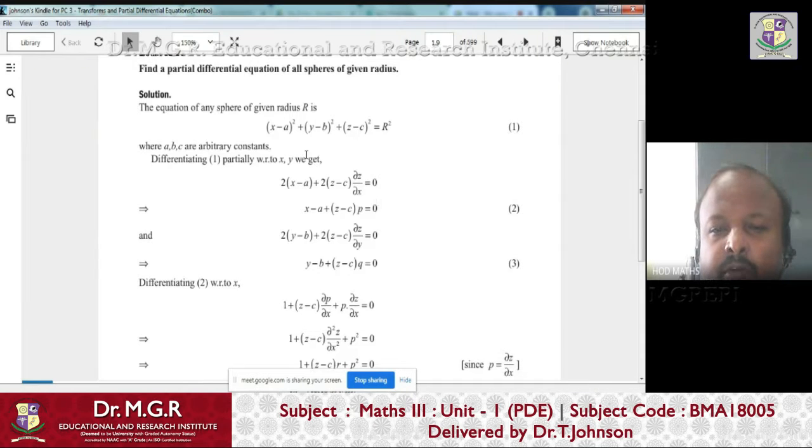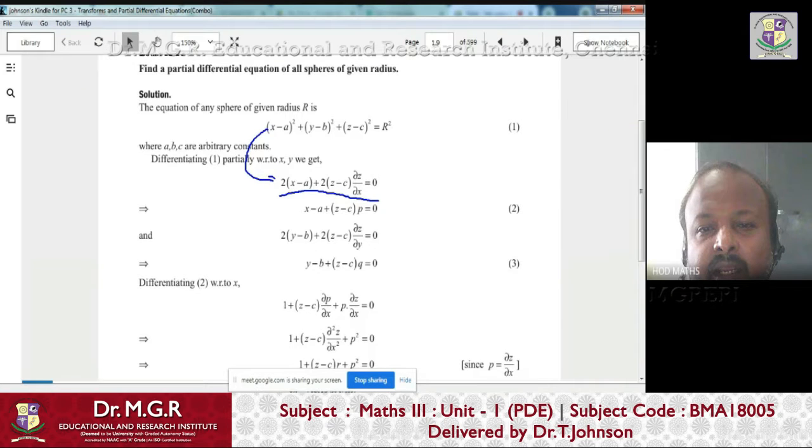Hereafter, routine things. What you have to do is the differentiation. Since here the number of arbitrary constants is more than the number of independent variables, definitely you have to find a PDE of order more than 1. So you have to do at least 2 times differentiation. So first, if you differentiate this equation with respect to x, what do you get? You get 2 times (x minus a) plus 2 times (z minus c) dou z by dou x. I explained this last class itself. When you differentiate z, the differential of z is dou z by dou x.